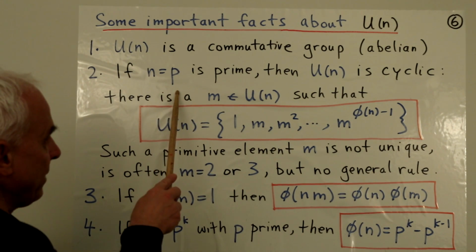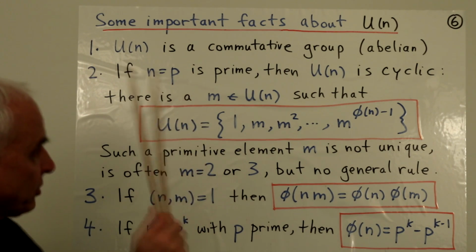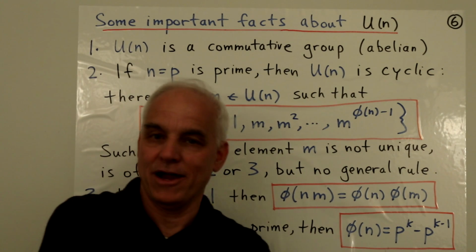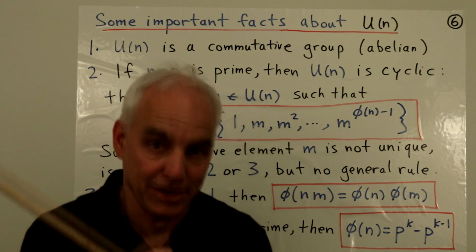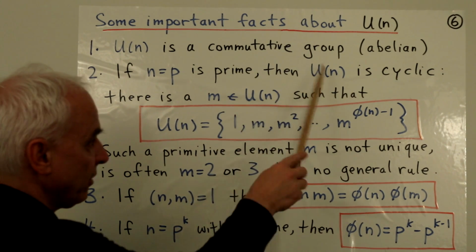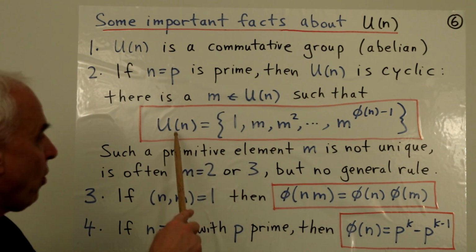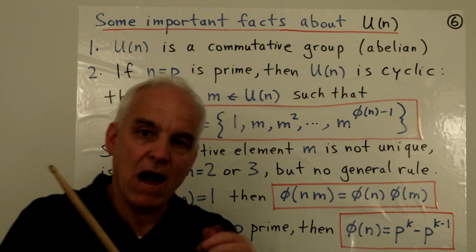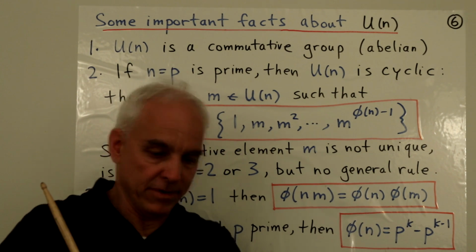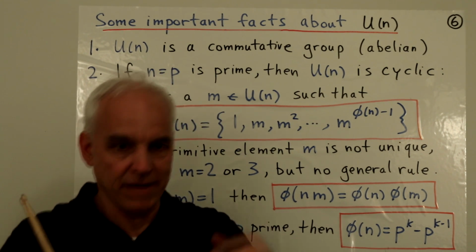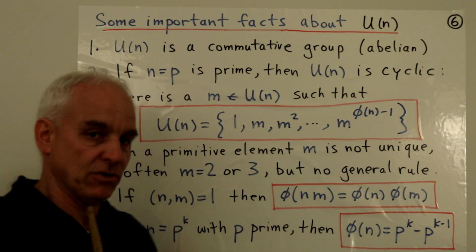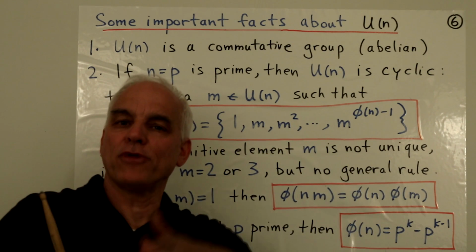If n is p, a prime, then this group UN is a very special kind of commutative group. It's what's called a cyclic group. What that means is that there's some number m in the group that has the property that the whole group can be expressed as just powers of that single element m. So if we start with m and find m squared and then m cubed and then m to the fourth and so on, and we go all the way as far as we can before we come back to 1, then we've gone through the entire group.